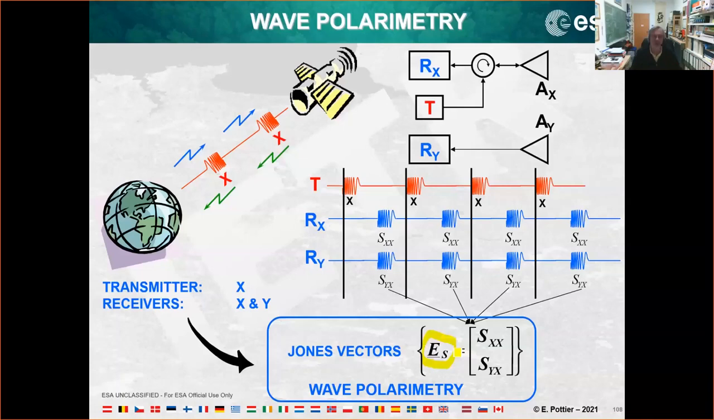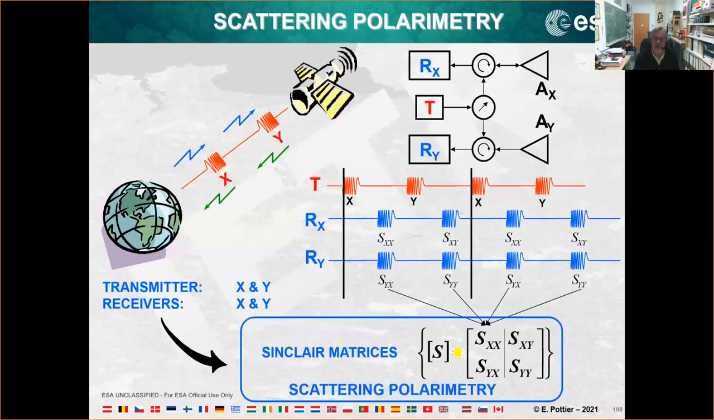Now I'm going to change my system to create a fully parametric system. So remember, the key point here is to introduce the switch. So like that, I can switch from a horizontal transmission to a vertical transmission, horizontal, vertical, and so on. So each time, I'm going to measure two drone vectors. The first drone vector corresponds to the transmission of a horizontal wave, and the second drone vector corresponds to the transmission of a vertical wave.